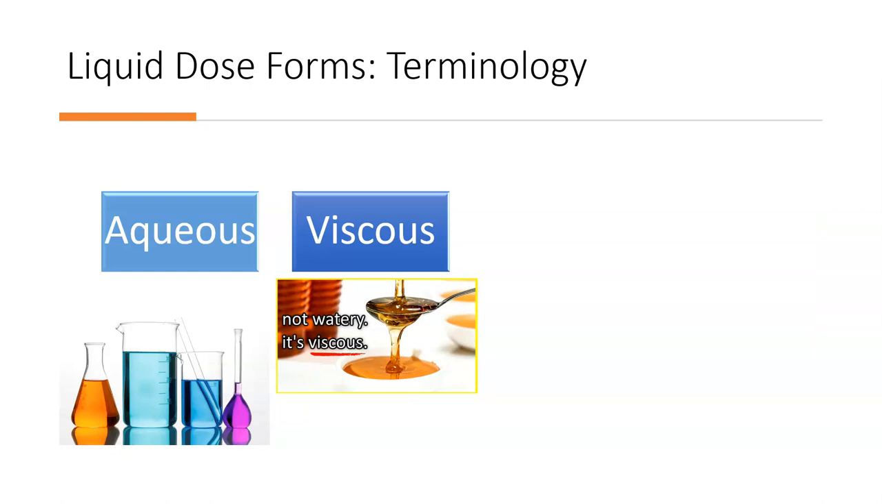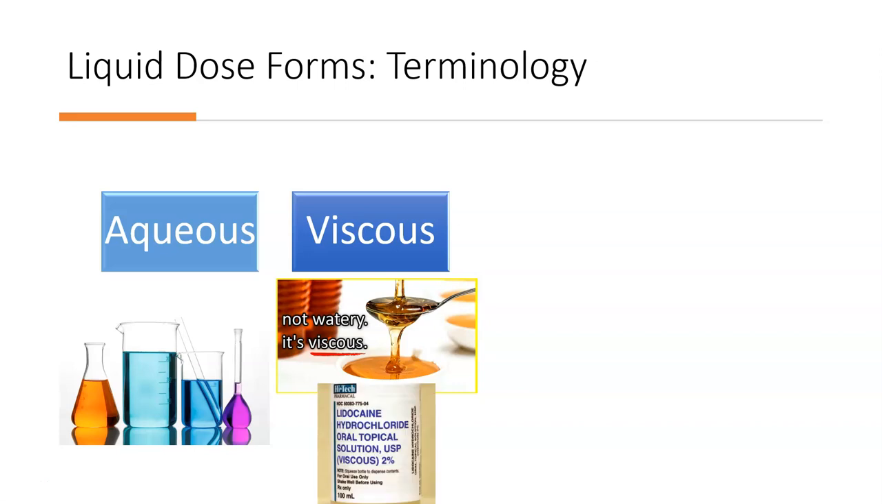So the term aqueous, aqua means water. So aqueous means that it's watery. It has a watery base. Viscous, like I said, it's not watery, it's thick, it's syrupy. It's got consistency to it.